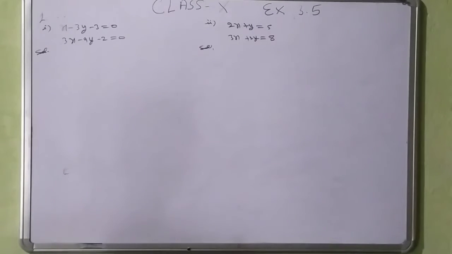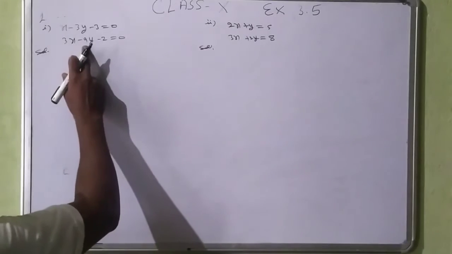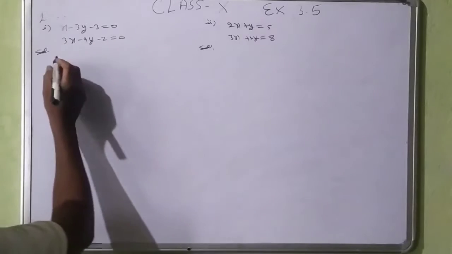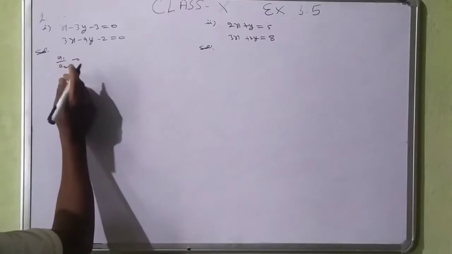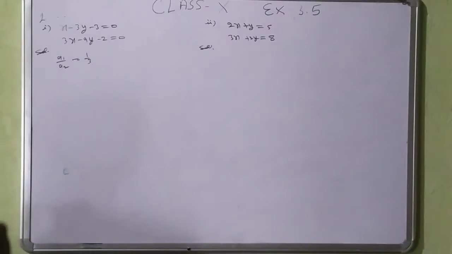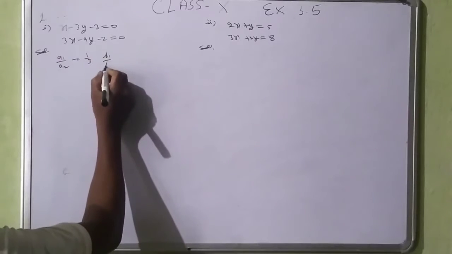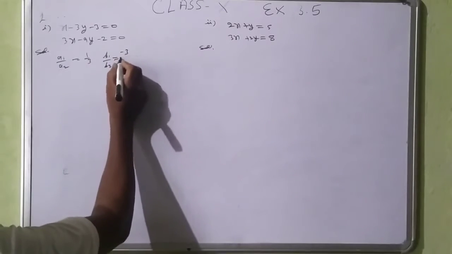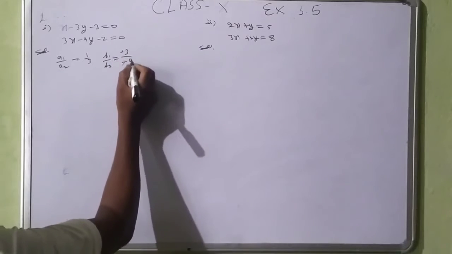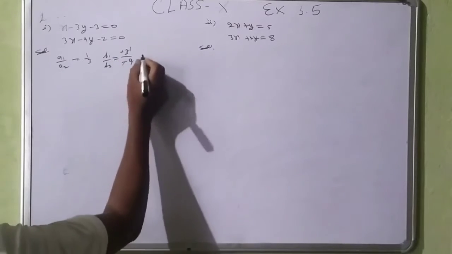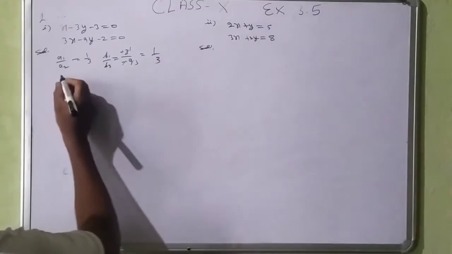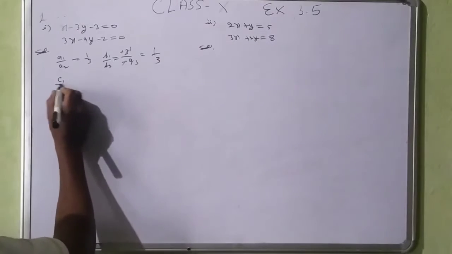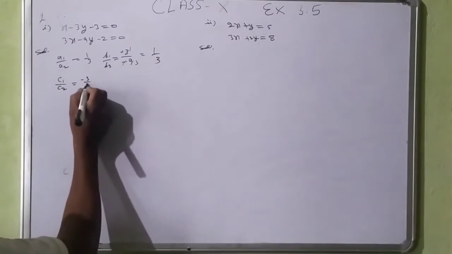The first part is x minus 3y minus 3 is equal to 0, and 3x minus 9y minus 2 is equal to 0. So we know that a1 upon a2 is equal to 1 upon 3, b1 upon b2 is equal to minus 3 upon minus 9, minus cancels minus, and 3 goes into 3 once and into 9 three times, so it is 1 upon 3. c1 upon c2 is equal to minus 3 upon minus 2.